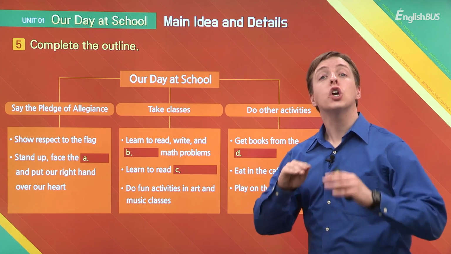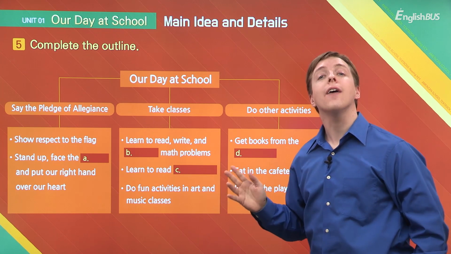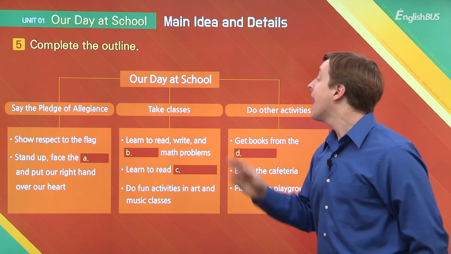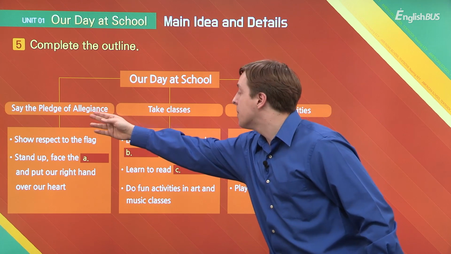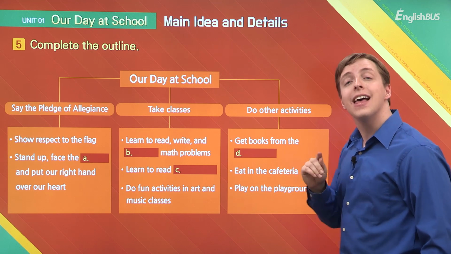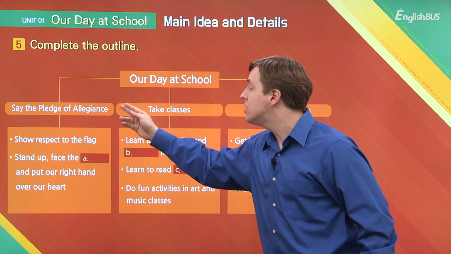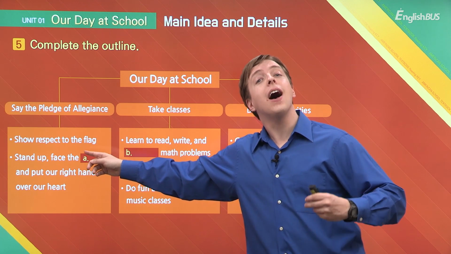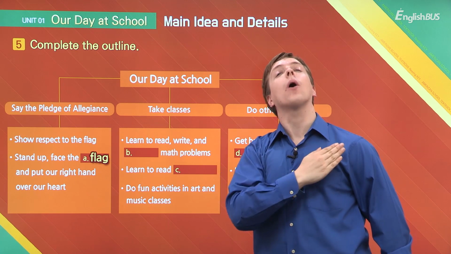In question 5, we must complete the outline. An outline is a structure, a picture of what we have learned. So what we must do is write the words that are missing. Let's start with our topic, our day at school. So in our day at school, we say the Pledge of Allegiance, we take classes, and we do other activities. Let's start with when we say the Pledge of Allegiance. When we say the Pledge of Allegiance, we show respect to the flag. How? We stand up, face the... Very good! We face the flag and put our right hand over our heart.